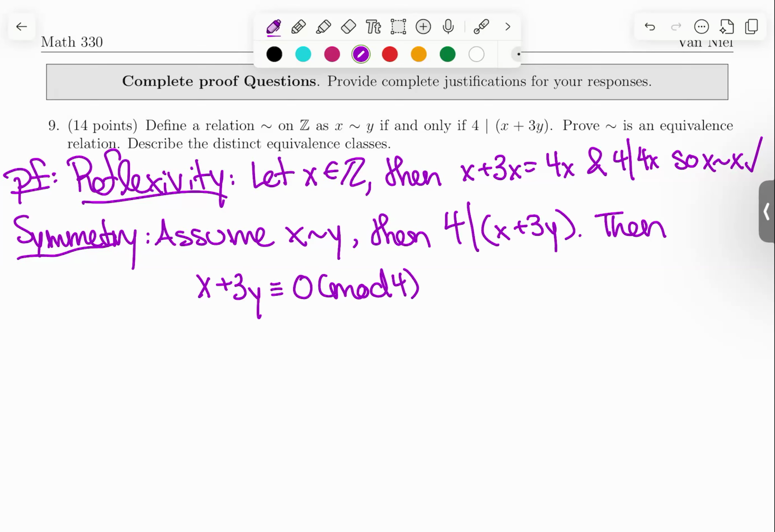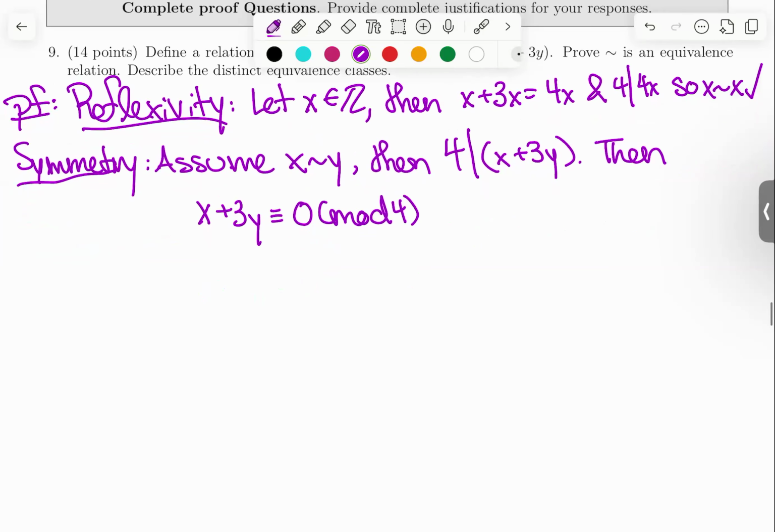Okay. Well, there's lots of directions I could go with this. Maybe I minus the 3y onto the other side, so I get x equals negative 3y, but I can add 4y to that. Remember, 4y here is 0. So I add 4y to that, I get y. So it's whenever x is equivalent to y mod 4. Okay, that's when you twiddle each other. That's going to be helpful when we do our equivalence classes. Okay, so maybe I star this or something.